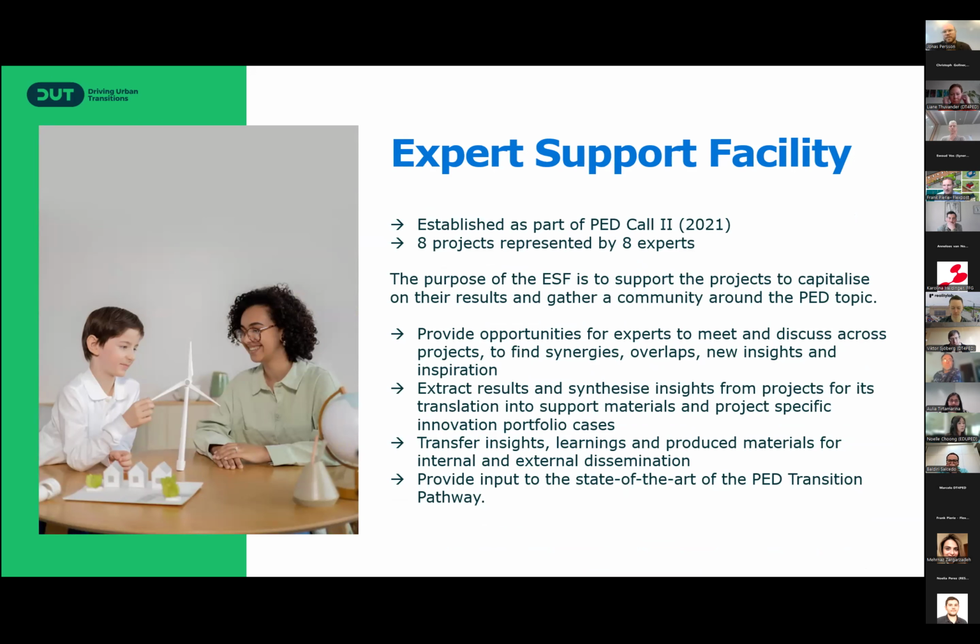And a bit about the background concerning the Expert Support Facility. In the PED Transition Pathway, a need for a supportive expert panel for strategic development and a need for a continuous cooperation between projects and project outcome was identified, as opposed to synthesization after a project has ended. So with that, the ESF was established as a supportive panel towards the PED Call 2 projects in order to support those very needs.